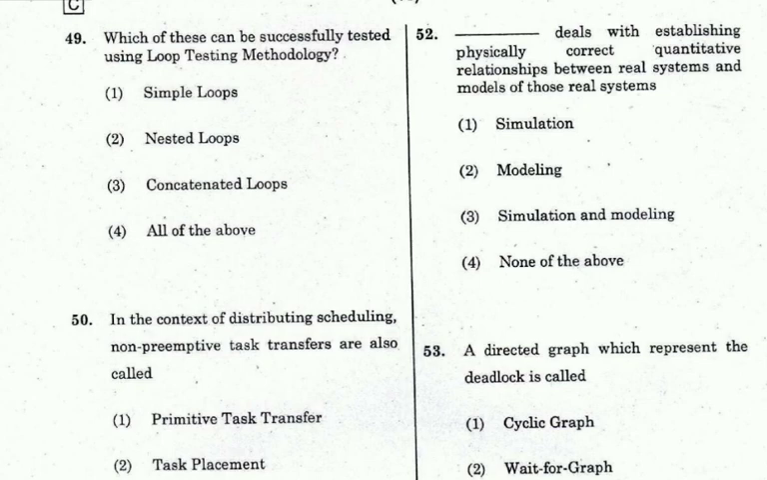Dash deals with establishing a correct quantitative relationship between real systems and models of those real systems. Here, simulation refers to creating a digital model to mimic real-world behavior, whereas modeling involves designing an abstract representation of a system. Both simulation and modeling are used together to ensure quantitative accuracy in system design and analysis.